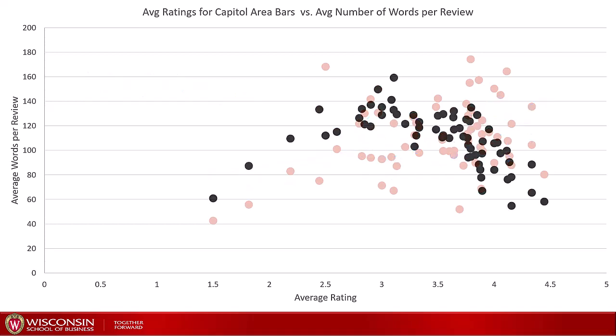Alternatively, we can have some other points, like the black points here, that follow very obviously a nonlinear pattern. That is, when the average ratings are low and increase here, average words per review tend to increase at first until we get to about 3 stars, and past 3 stars, they begin to decrease again.